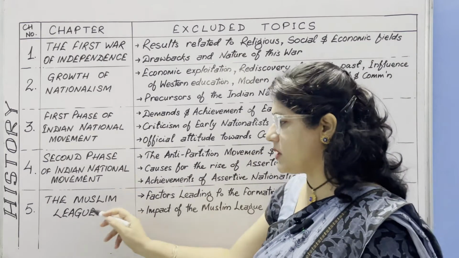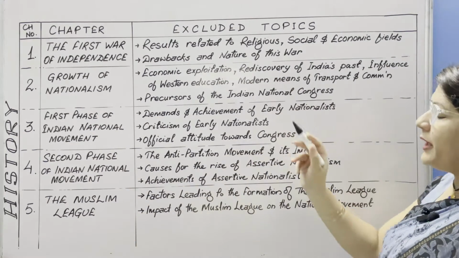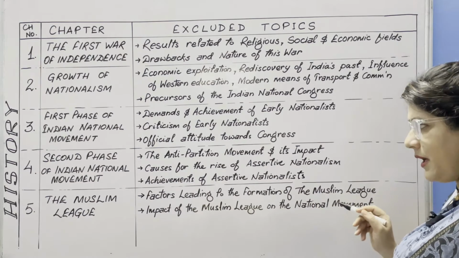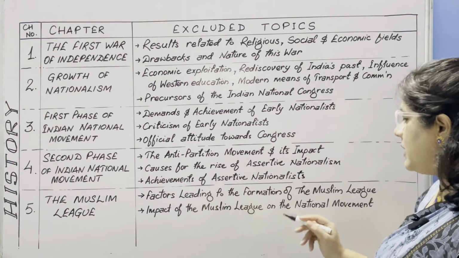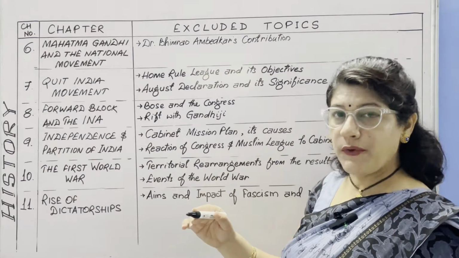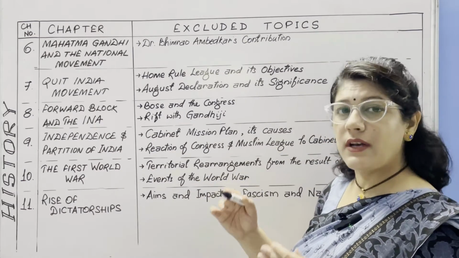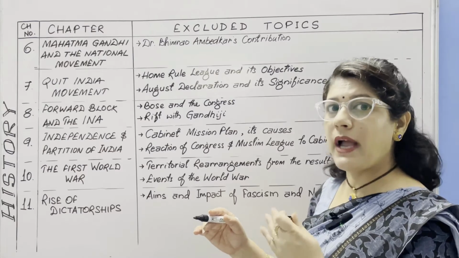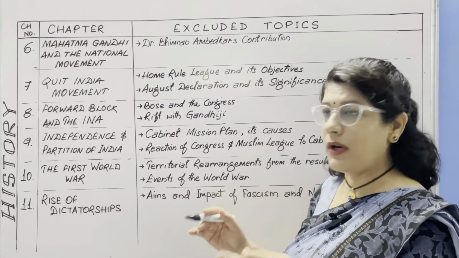Fifth chapter is the Muslim League, and excluded topics are factors leading to the formation of the Muslim League, impact of the Muslim League on the national movement. Coming to second unit of history, which is the mass phase of the national movement from 1915 to 1947. It means from the entry of Mahatma Gandhi in Indian politics.